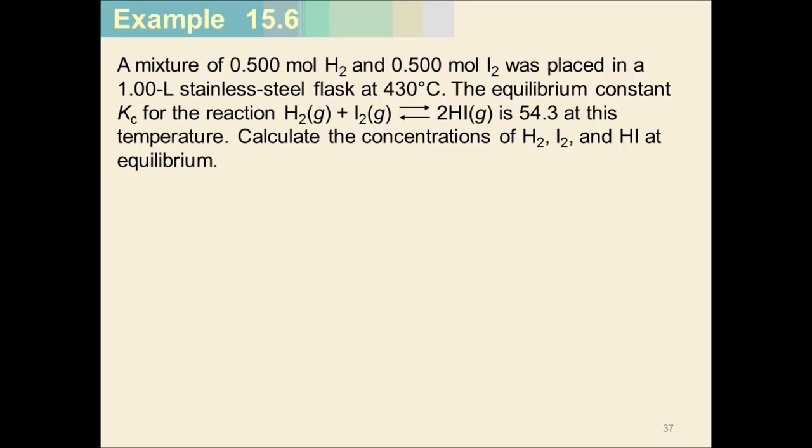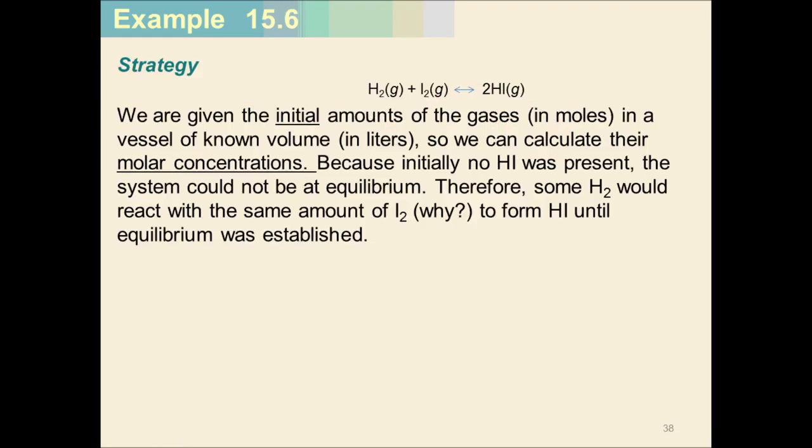Example 15.6 on slide 37. Here's your data. 0.5 moles of hydrogen and 0.5 moles of iodine were placed in a 1 liter stainless steel flask at 430 degrees Celsius. The equilibrium constant Kc for this reaction, H2 plus I2 yields 2HI, is 54.3 at this temperature. Calculate the concentrations of hydrogen, iodine, and hydrogen iodide.